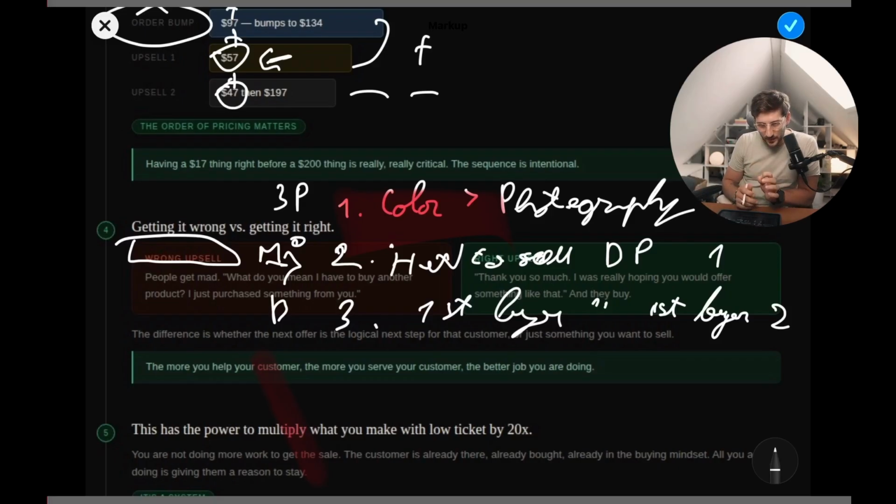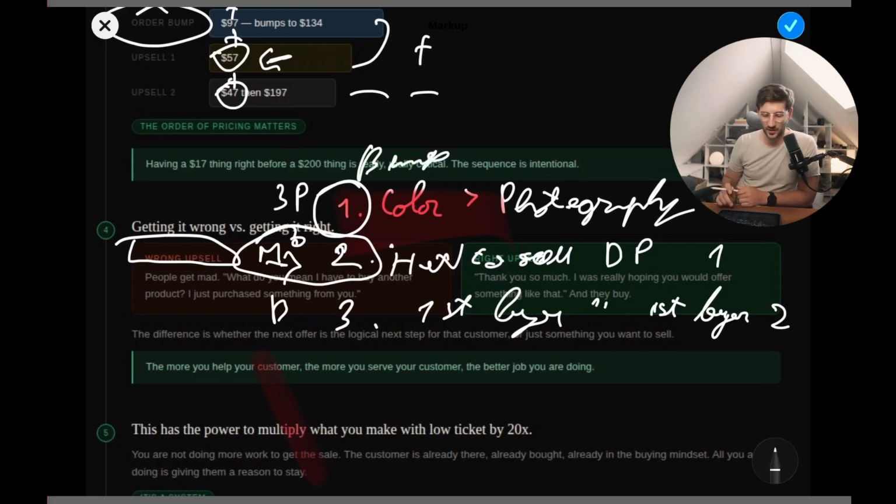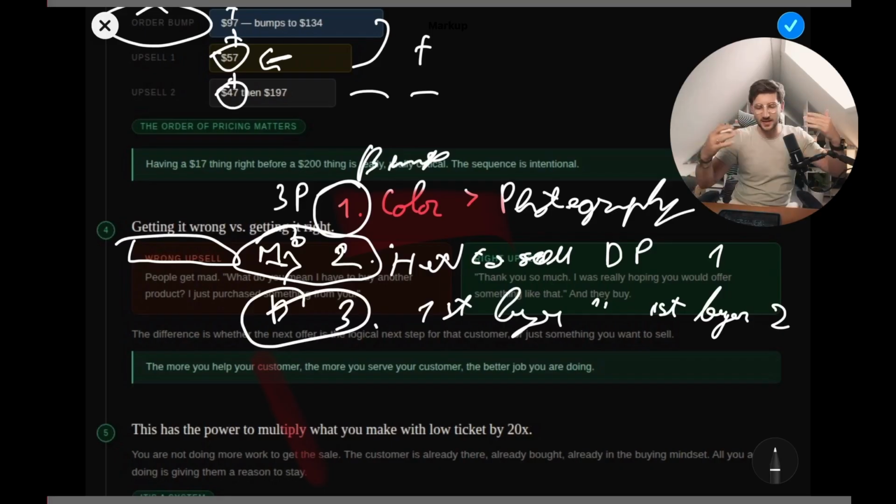What would be something that I just want to sell to make more money is, this is my main offer, how to sell digital products. This is my bump. I'm trying to sell them something, color grading photography, which has nothing to do with the niche. This would be my upsell. They don't make sense. There's nothing that relates them. There's nothing that is like a journey.